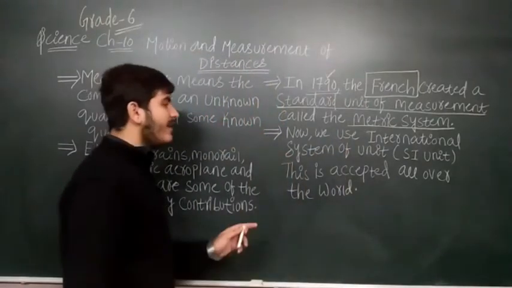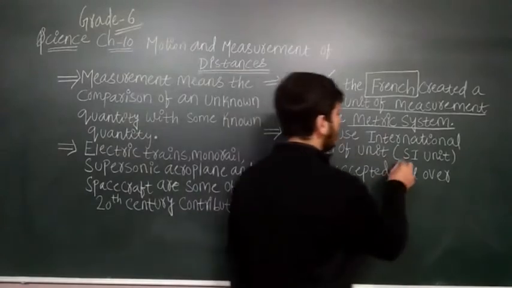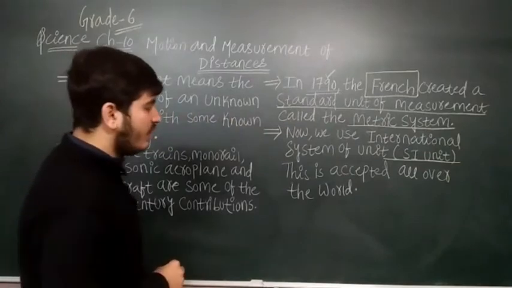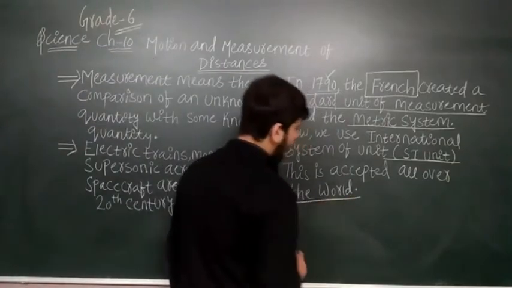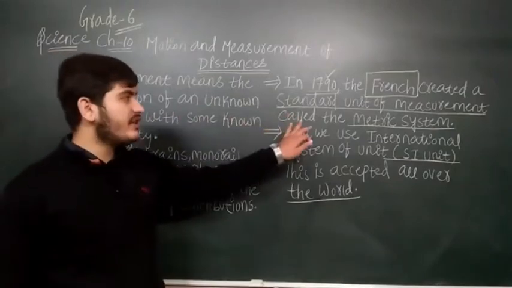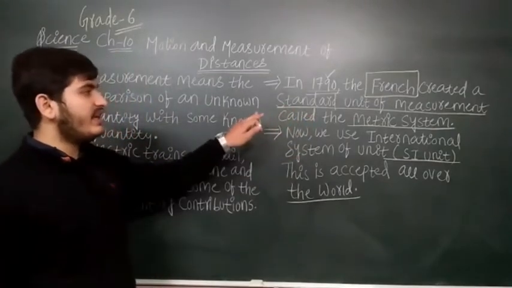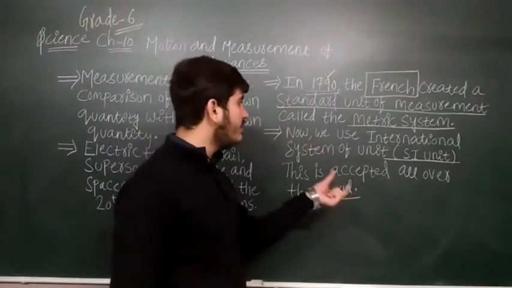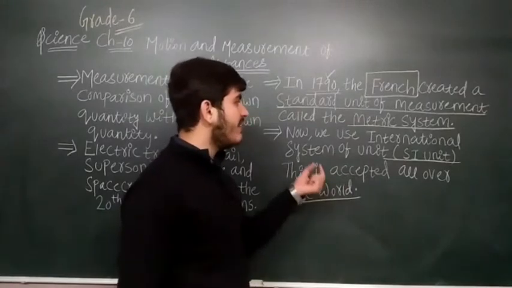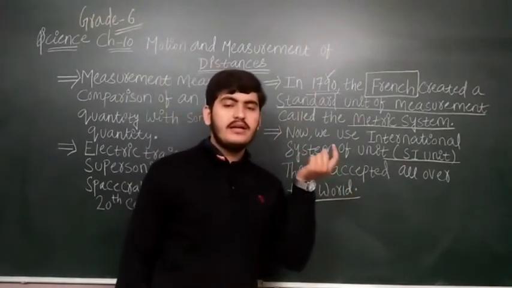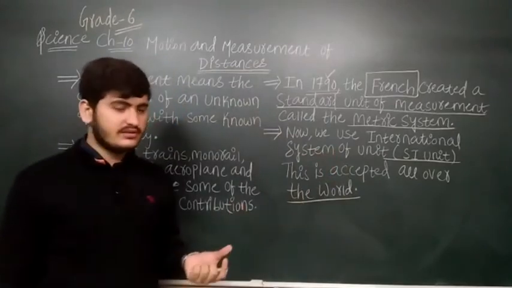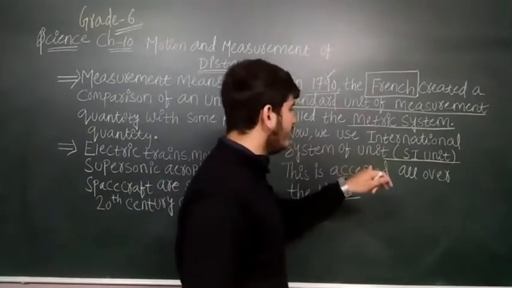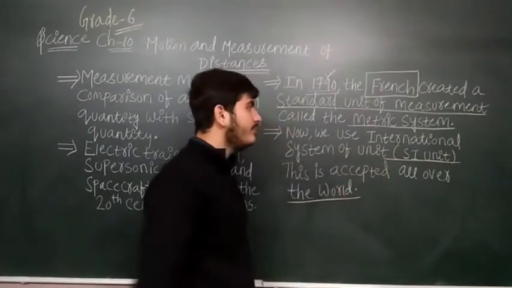Now what we use is the International System of Units, known as SI unit. This is accepted all over the world. When the French created the metric system, afterwards the whole world, all the scientists, adopted it as the correct way to measure things or distances. So now we all use this, and it is called the International System of Units, that is SI unit, accepted all over the world.